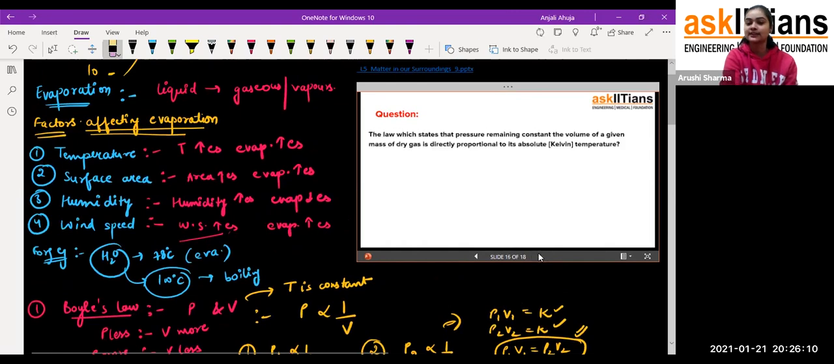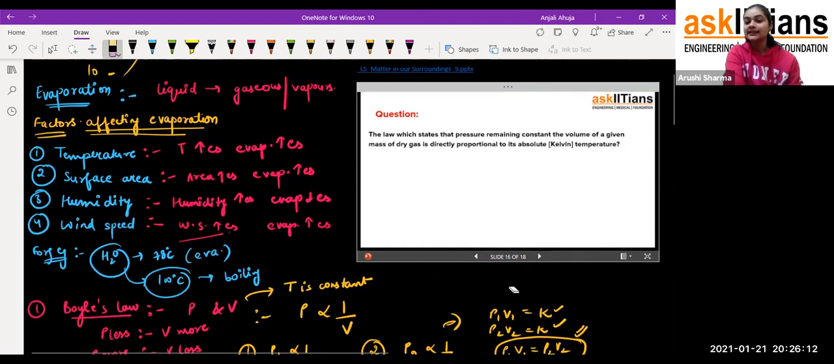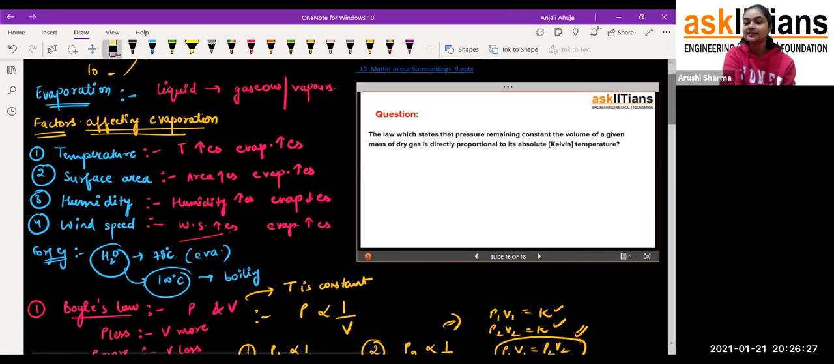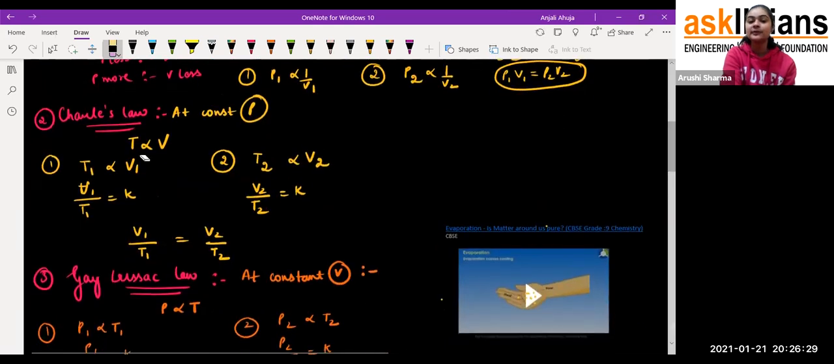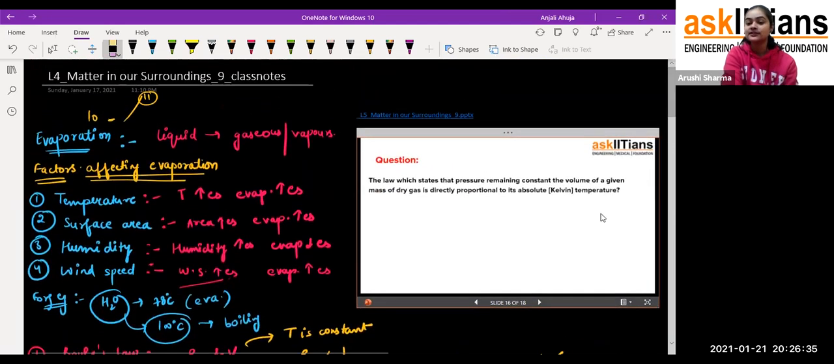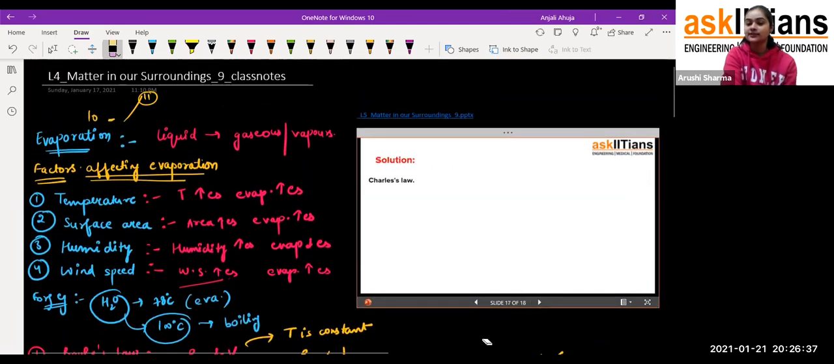Okay, now last one. The law which states that, the pressure remaining constant, the volume of a given mass of dry gas is directly proportional to its absolute temperature. So they are saying that pressure is constant and the volume is directly proportional to temperature. So what is that law? Exactly. It would be Charles law: at constant pressure, temperature is directly proportional to volume. So the answer for this question is Charles law.